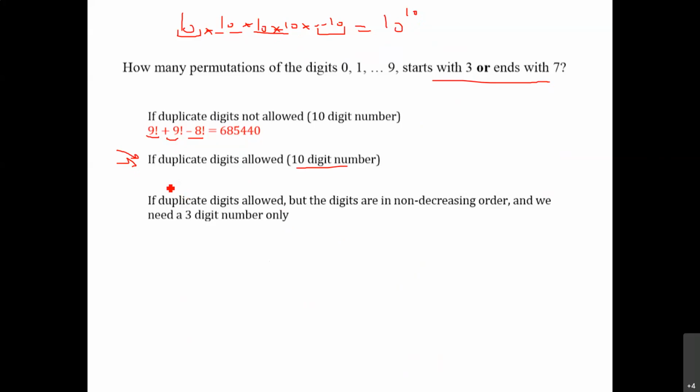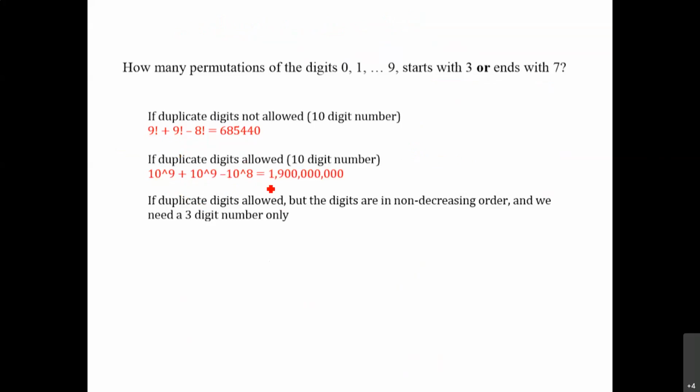You can kind of guess it's going to be similar. If it starts with 3, then 10 times 10 times 10, 10 to the power 9. Then 10 to the power 9 for ending with 7, and I want to remove the intersection, which is 10 to the power 8. So that's the second one. Fair enough. Now the third one, which is slightly trickier.